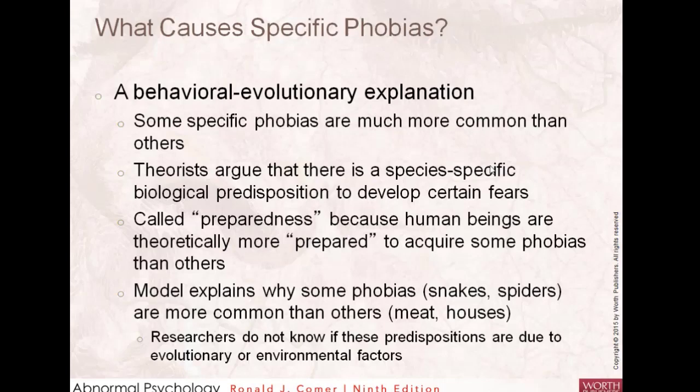Things like snakes and spiders. So, why does it make sense for us to be afraid of snakes and spiders? There's a theory that this is a biological preparedness issue. That as a human, it makes sense for us to be afraid of things that can kill us.